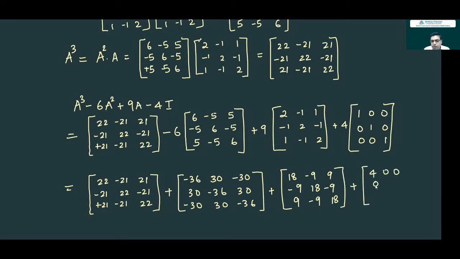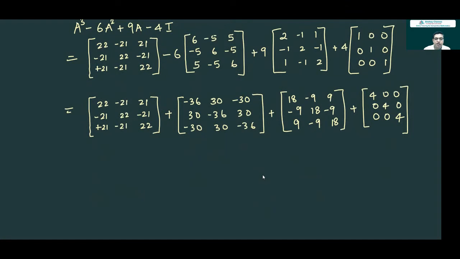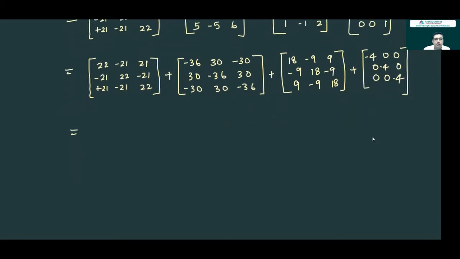4, 0, 0, 0, 4, 0, 0, 0, 4. So what do you get now? Oh, this is minus, by the way. This has to be minus. So this is minus 4, minus 4, minus 4. So now you can check.